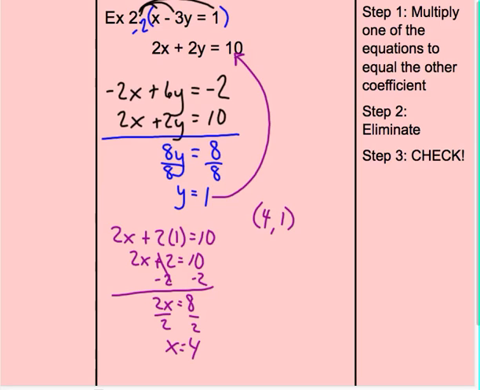So I need to check that in the equation that I didn't use to solve for x. And again, ignoring the multiplying by 2, we're going to check it in the original equation. Substituting 4 for x and 1 for y, we get 4 minus 3, which does equal 1, so that one checks.